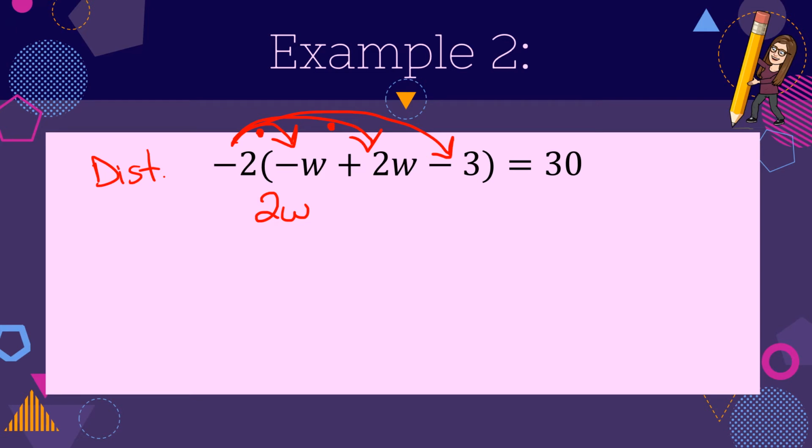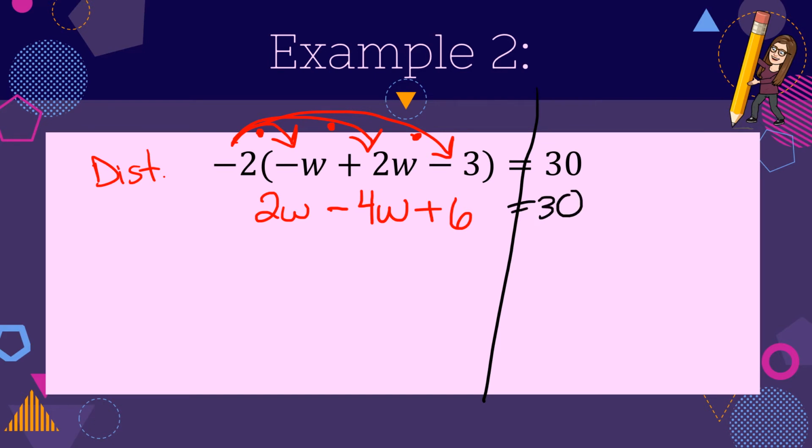-2 times +2w is -4w. Positive times negative is negative. 2 times 2, 4, and then you have a w. -2 times -3. A negative times a negative is a positive. 2 times 3 is 6. Oops, and I forgot to bring down my line.